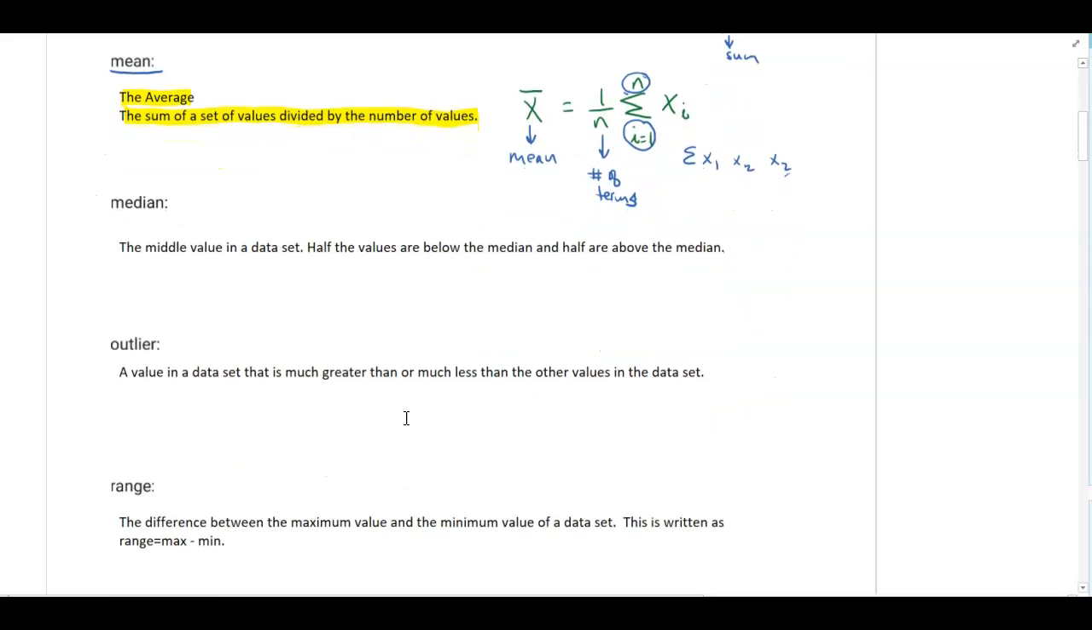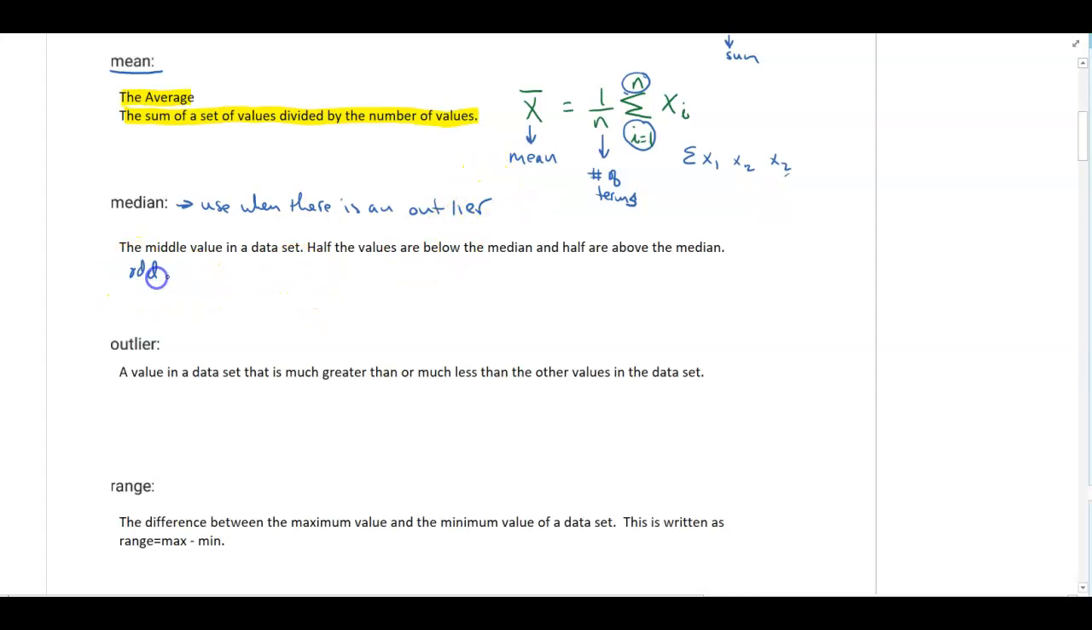Median is the middle value in a data set. This represents half of the values that are below the median and half that are above the median. Now, generally, we use the median when there is an outlier. And we'll talk again about that a little more later on.